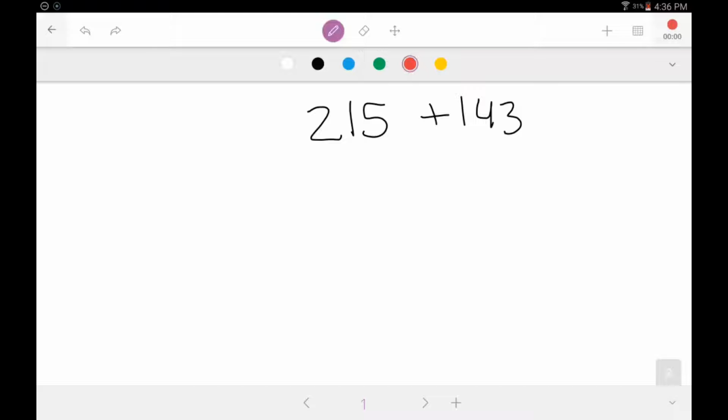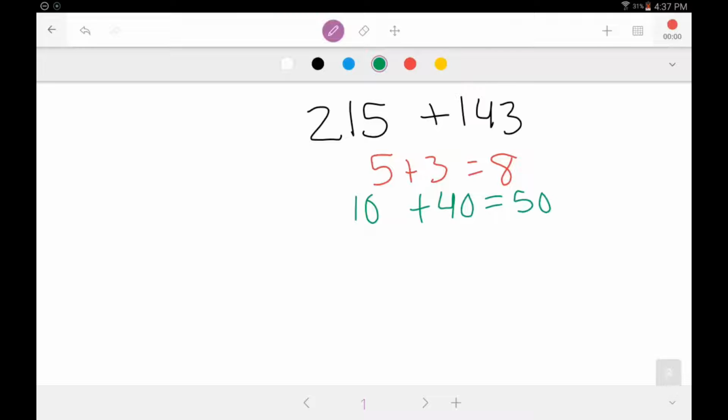So here's what it looks like. For partial sums, all we're going to do is break apart numbers by their place value when we add them. So we'll start here with 215 plus 143. I'm going to add my ones place first. 5 and 3 makes 8. Then I'll add my tens place. 10 and 40 makes 50.